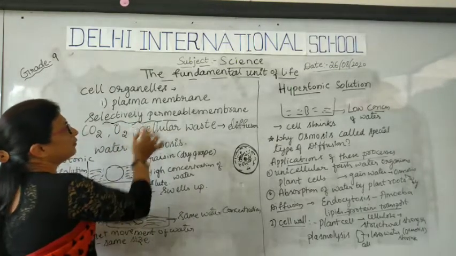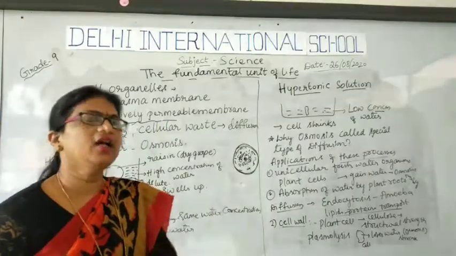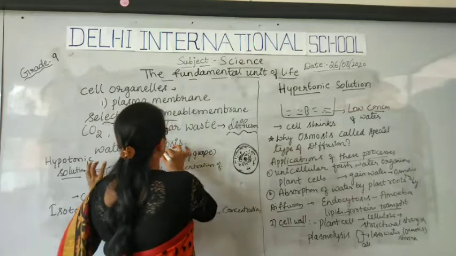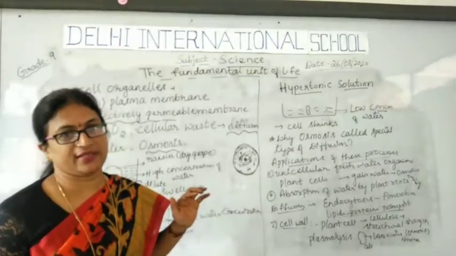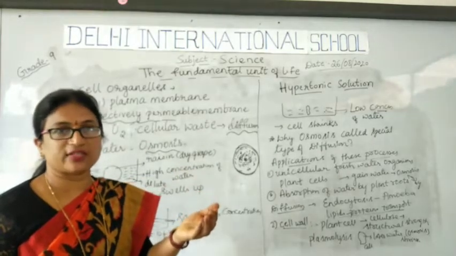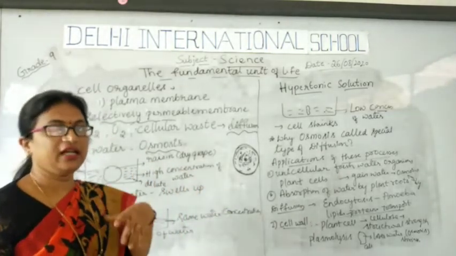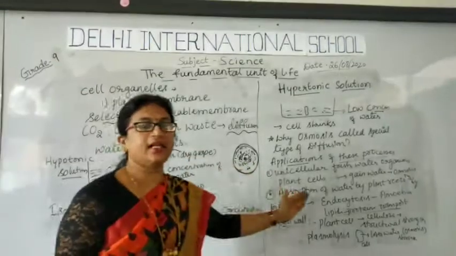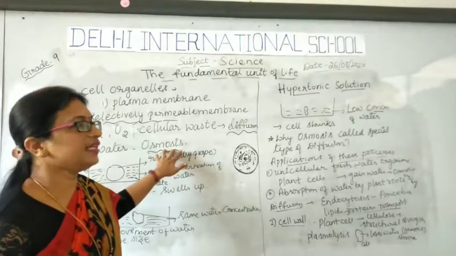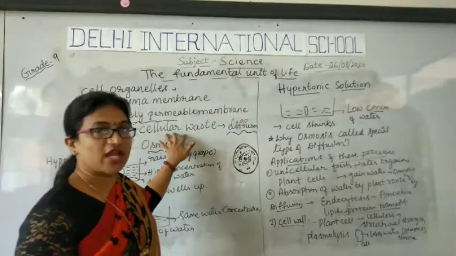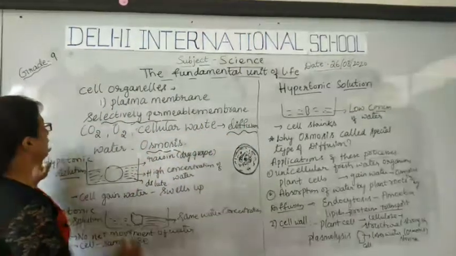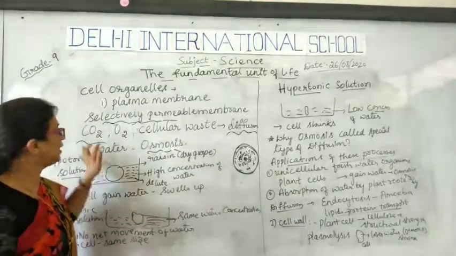These molecules enter and exit the cell by the process called diffusion and osmosis. The gaseous molecules and the food molecules which we take enter from one cell to another by diffusion and osmosis. Now we will see which contents are exchanged through diffusion and which through osmosis. First, the carbon dioxide and the oxygen.